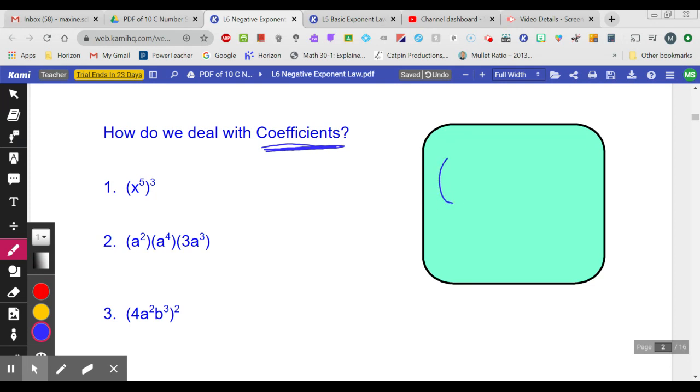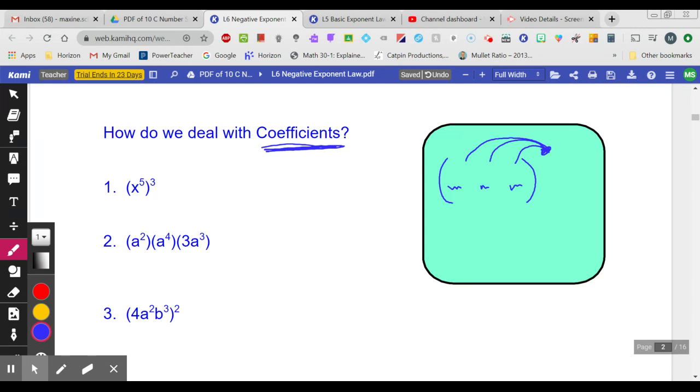So for example, if you have brackets here, and you've got a bunch of stuff written inside this bracket, and you've got an exponent right up here, that exponent applies to everything in the bracket, whether it is a number or a letter. A lot of kids forget about the number. Okay, so let's go through some examples.